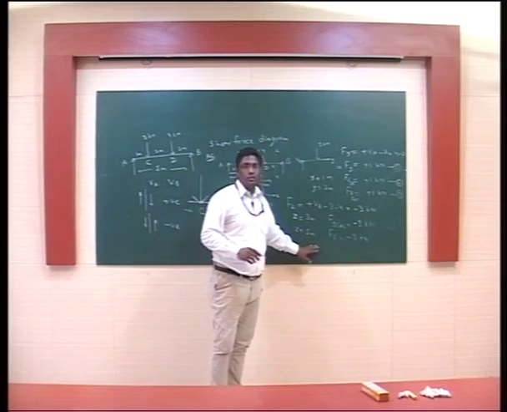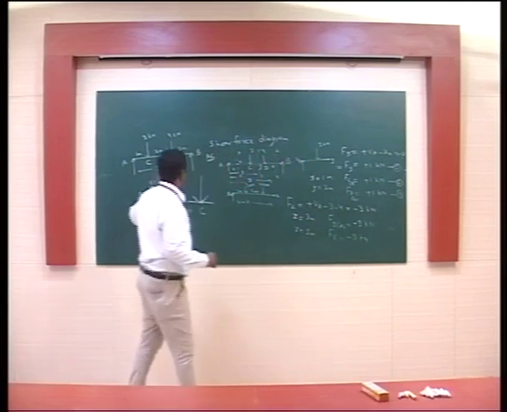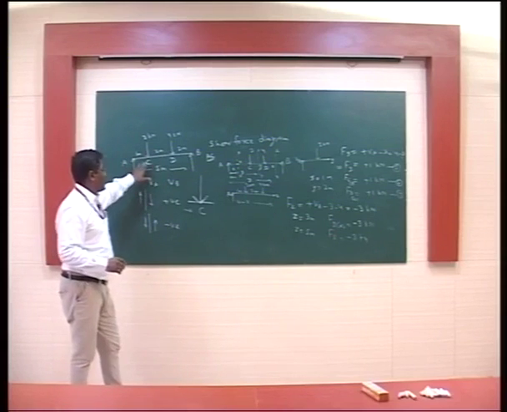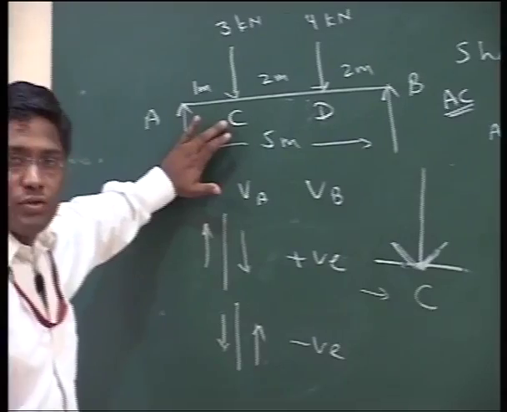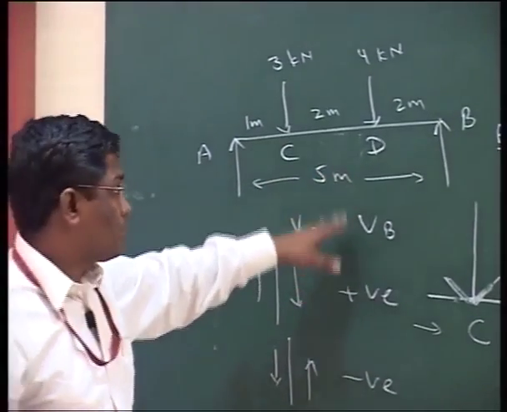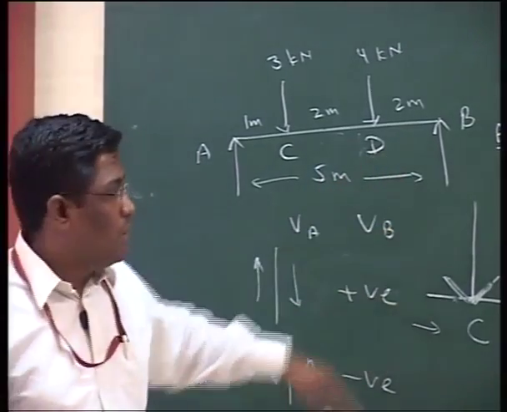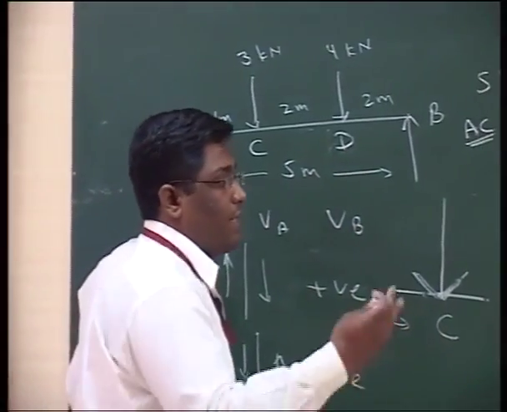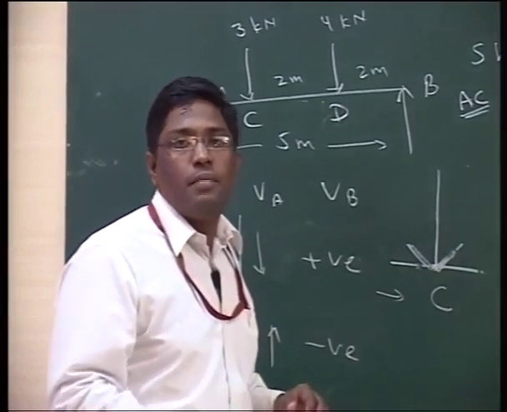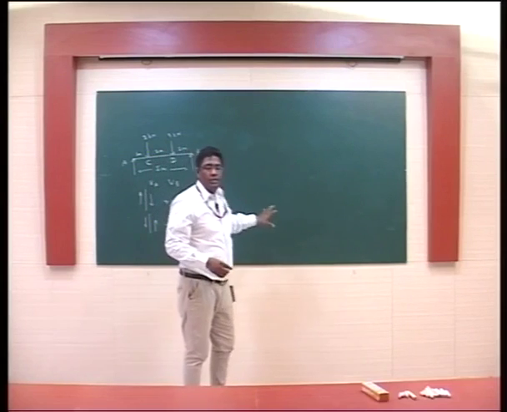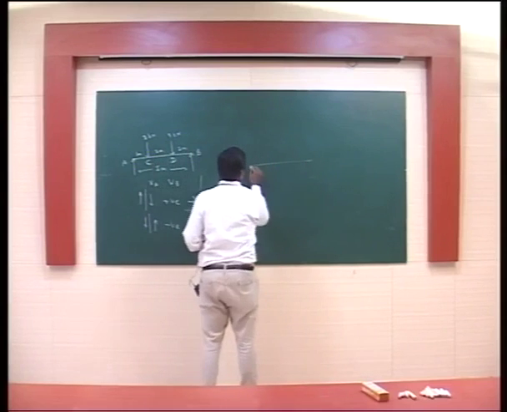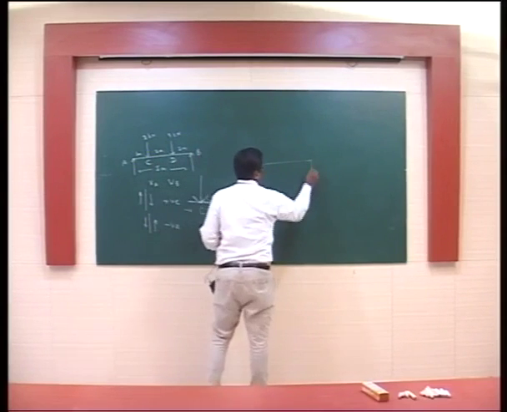Now we are having all the values. The values at FA is plus 4, FC left which is also plus 4, FC right which is plus 1, FD left which is plus 1, FD right is minus 3 and FB is minus 3. Now we are having all the values here. So we can quite easily draw the shear force diagram.